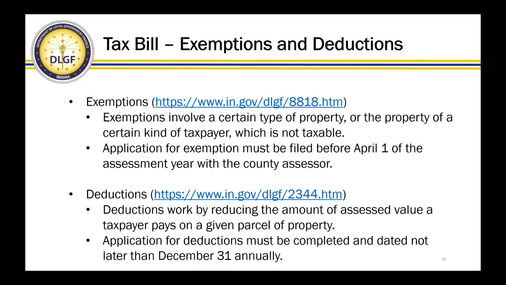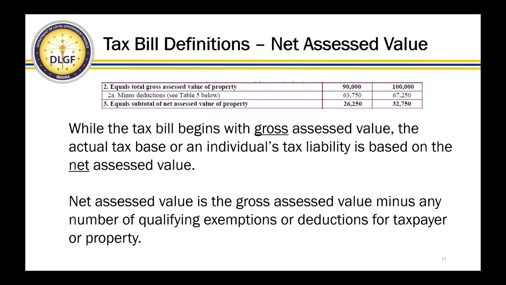Gross AV tells us what it's worth. Exemptions and deductions reduce how much taxable property is tied to an individual property. So with exemptions, there are certain types of property or taxpayers that are not taxable. With a deduction, we're looking at certain types of assessed value where a taxpayer pays less than what the gross assessed value would be.